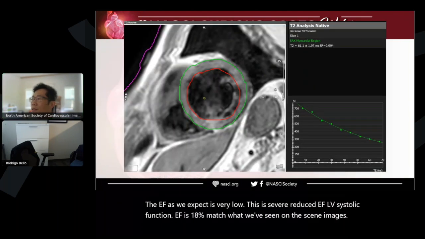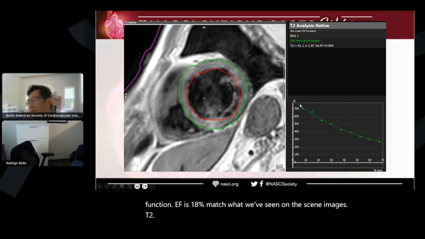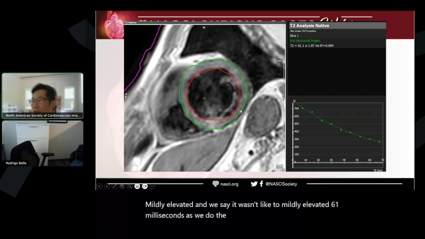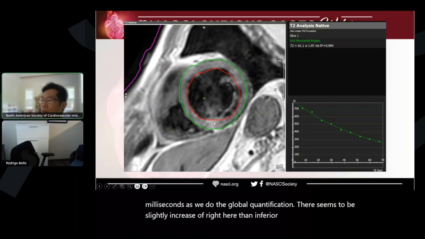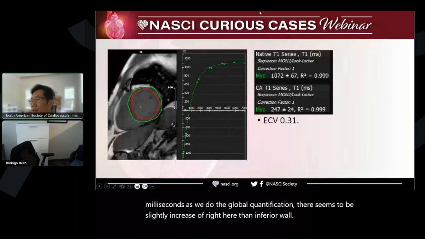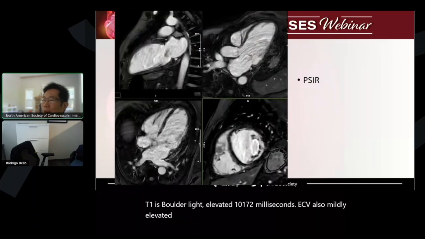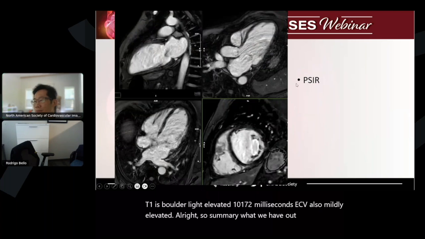T2 is mildly elevated. I would say borderline to mildly elevated, 61 milliseconds. As we do the global quantification, there seems to be slightly increased signal right here in the inferior wall. T1 is borderline elevated, 172 milliseconds. ECV is also mildly elevated. All right, so in summary, what we have here is the PSIR. I'm going to pause it right here a little bit.